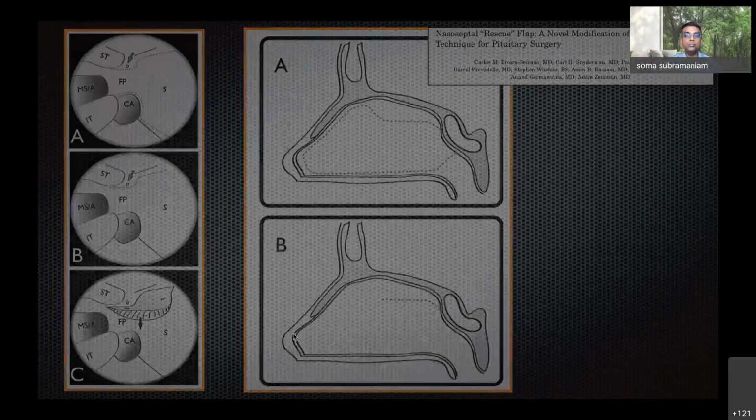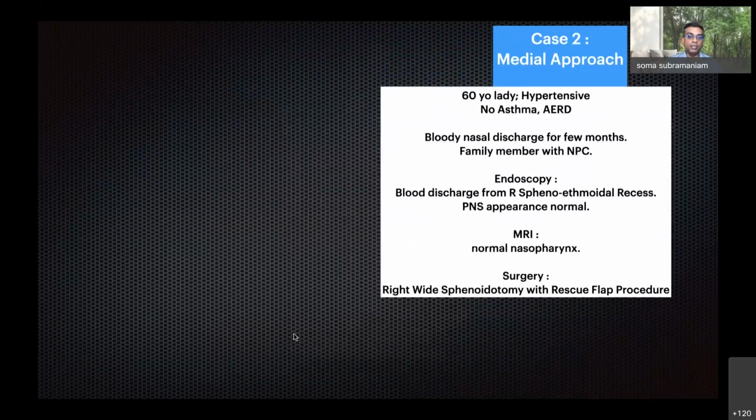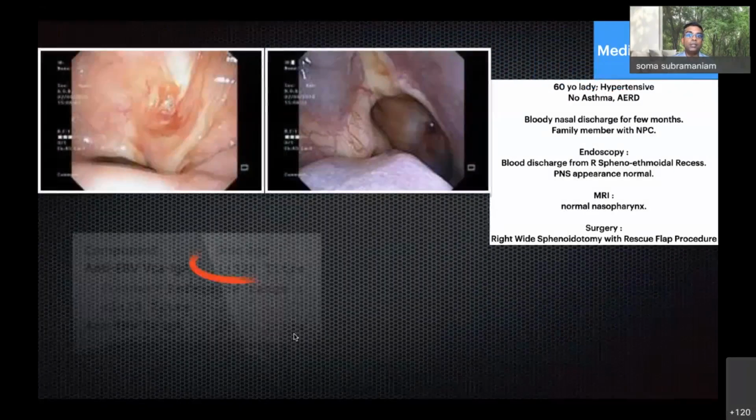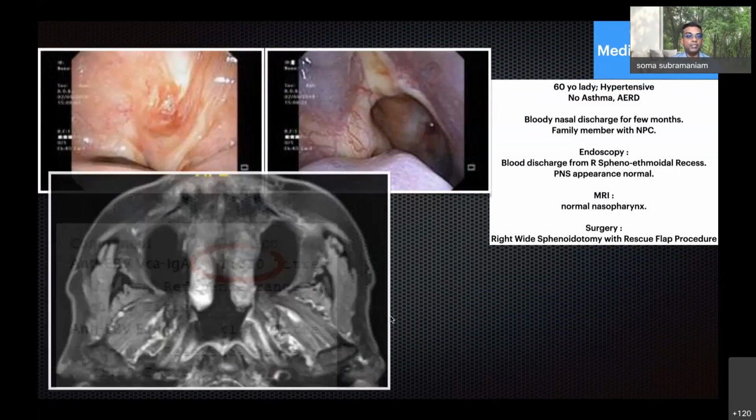And let me just show it to you in a case. So this is a patient, 60 years old, who had bloody nasal discharge for a few months, and the family member actually had nasopharyngeal cancer, so we were thinking about NPC. On endoscopy, there was actually bloody discharge from that area. Here you can see the endoscopic view of all that pus coming out from the right sphenoidal recess. Her EBV serologies were elevated, which made us think about NPC, so we did an MRI scan.